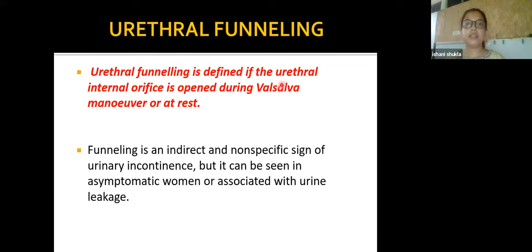The next is urethral funneling. It is defined if the urethral internal orifice is open during Valsalva maneuver or even at rest. Funneling is an indirect and non-specific sign of urinary incontinence, but it can also be seen in asymptomatic women or associated with urine leakage.